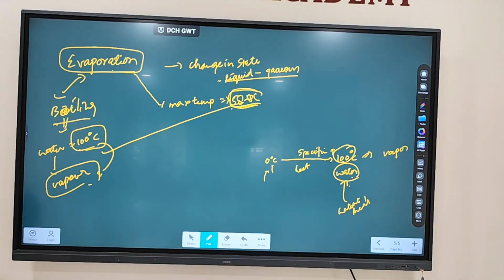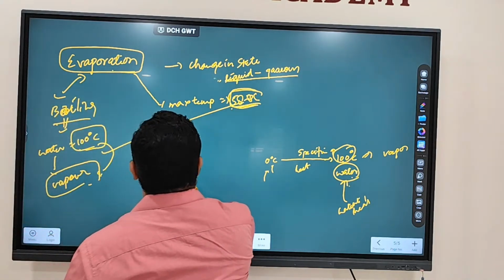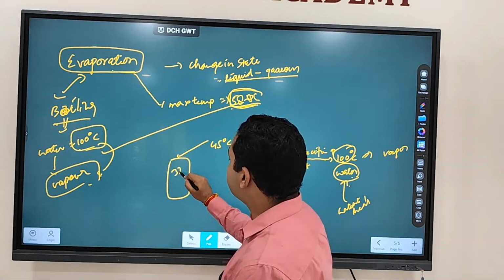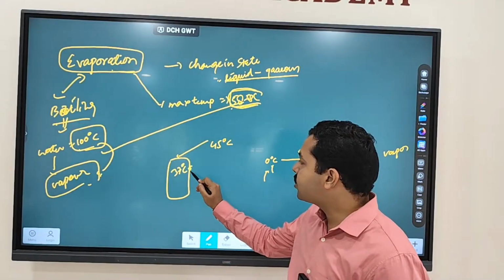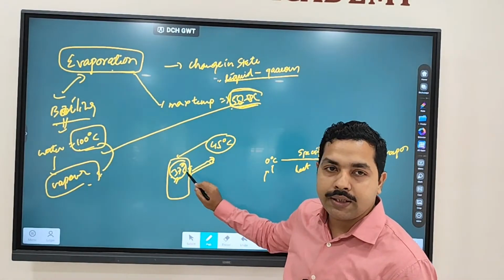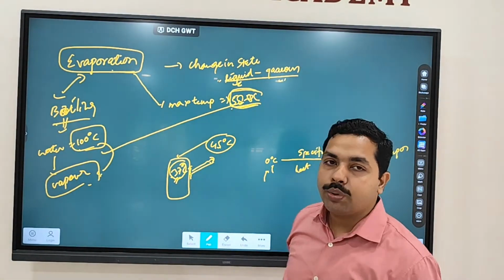Why do you feel cooled down? Because evaporation is not using only the outside temperature, it is also using the inside temperature. Clear? It is also going to use the inside temperature to convert water into vapor state. Fine. So let's say the outside temperature is 45 degrees Celsius. Your body temperature is how much? 37 degrees Celsius. So when you are sweating, what will happen? Evaporation is going to use internal heat and external heat to convert liquid into gaseous state.